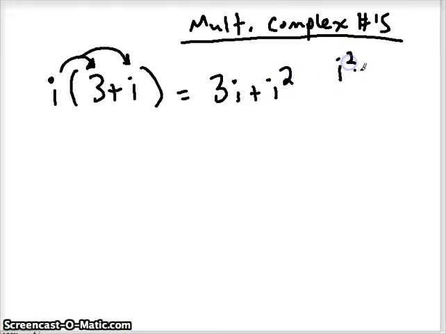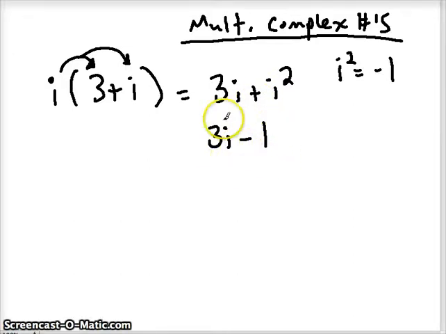Well, remember that i squared equals -1. So let's rewrite -1 instead of i squared. So it would be -1, right? Or you could say plus -1. That's fine. Either way.